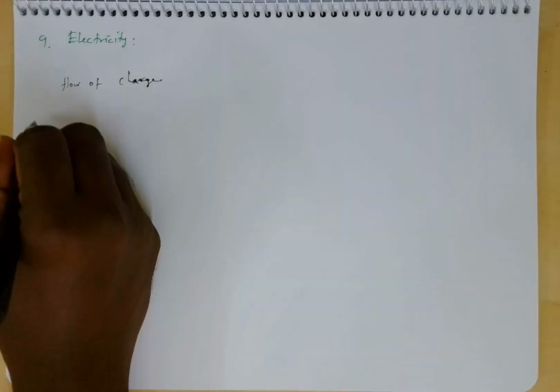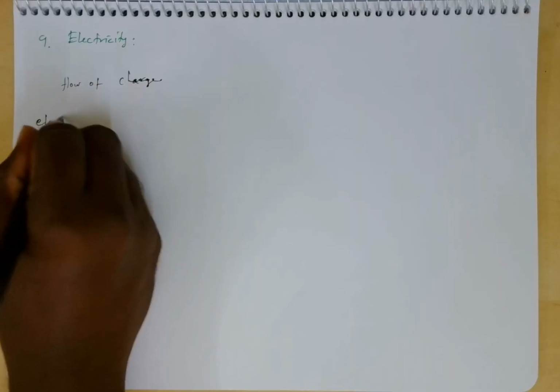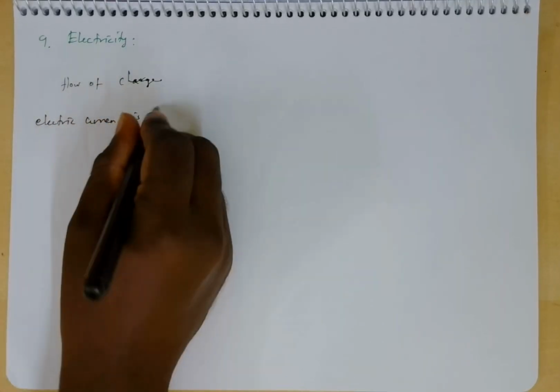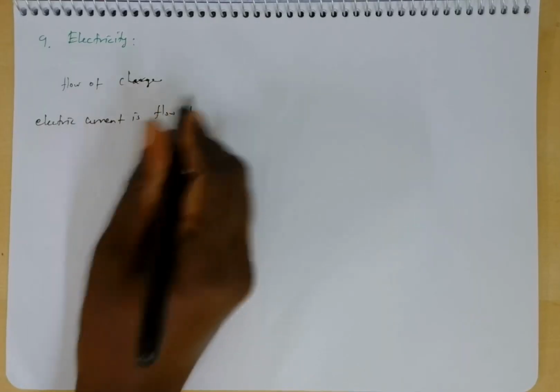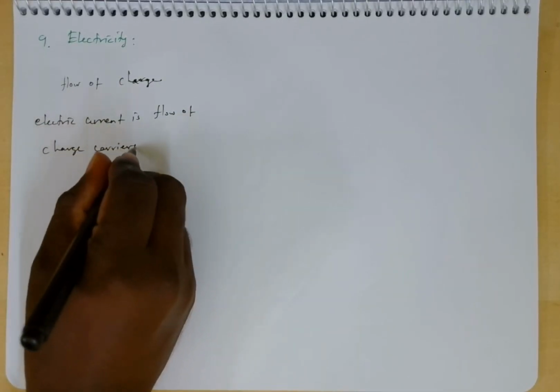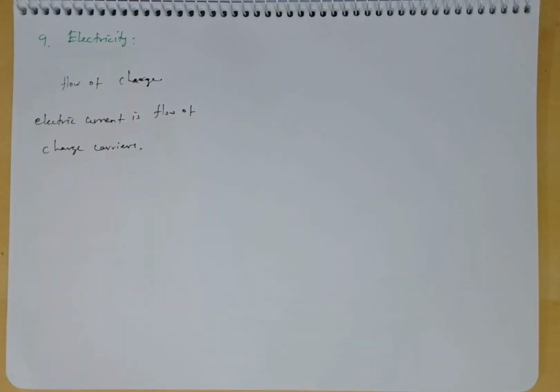So when there are multiple charges flowing from one point to another point, we call it flow of charge carriers. This is the definition of electric current: electric current is flow of charge carriers. This can be anything, but mostly it's electron.